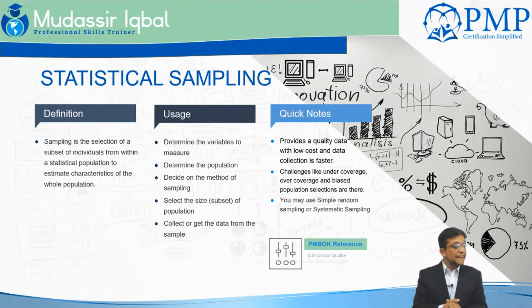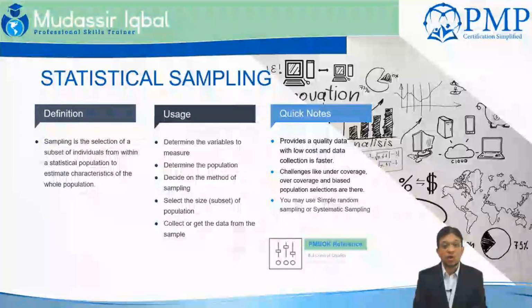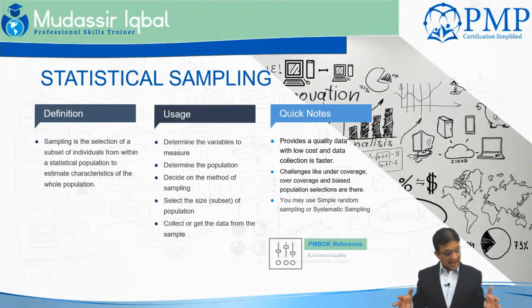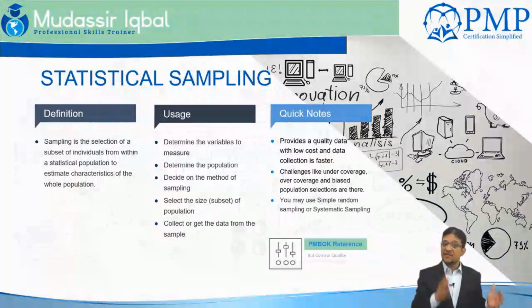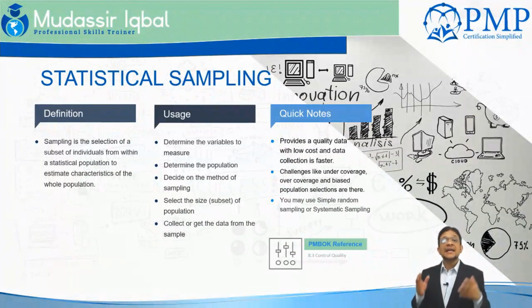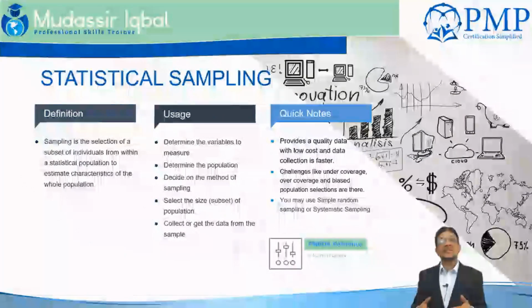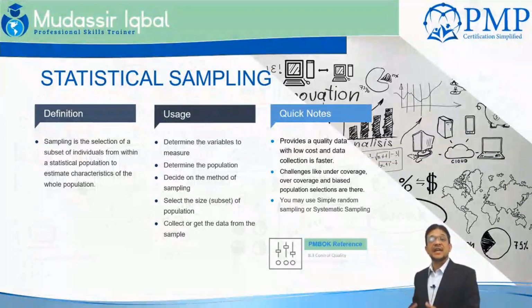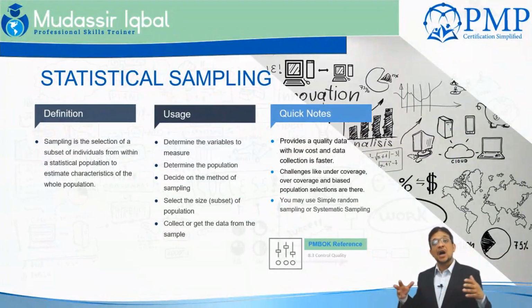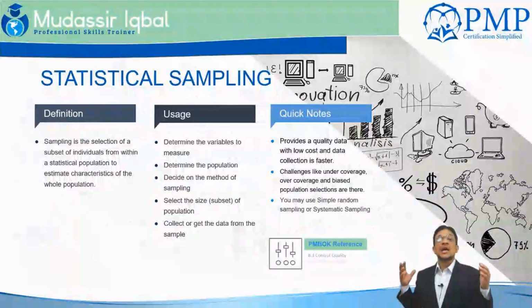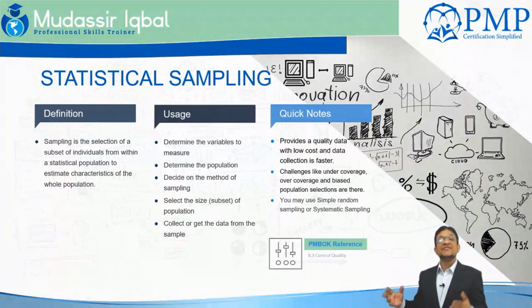So sampling is the selection of a subset of individuals from within the statistical population to estimate characteristics of the whole population. So I would say that if this batch is for 1,000 and I have selected 100 and 90% have passed, 5% are okay and 5% are bad, so I would say as part of the whole batch almost 50 will be failed in terms of their final quality deliverable.